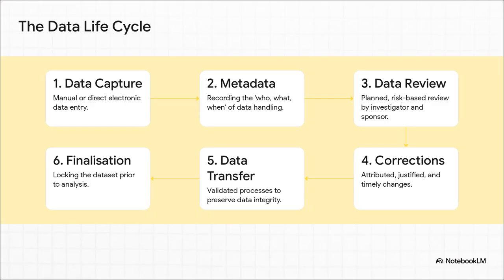What's really useful here is how this maps the entire path. It starts with data capture. Then we have metadata and audit trails, which is really just about recording the who, what, and when of data handling. Then comes data review, a planned, risk-based process for both sides. If corrections are needed, they have to be attributed and justified. Data transfer needs validated processes to protect integrity. And it all leads to data finalization, when we lock the dataset before analysis. Every single step is a critical checkpoint.